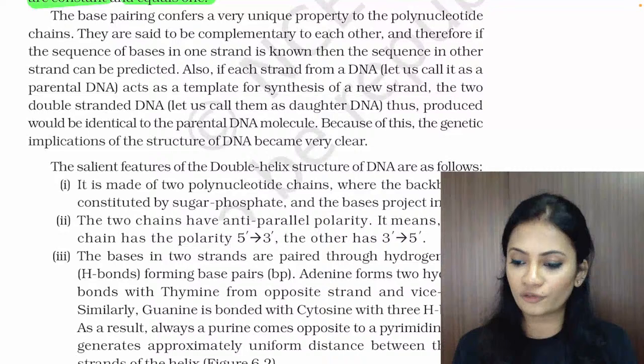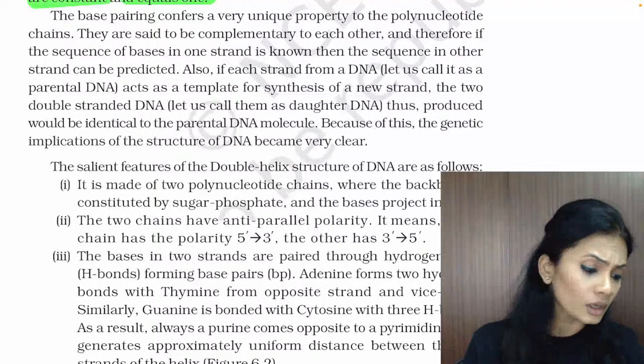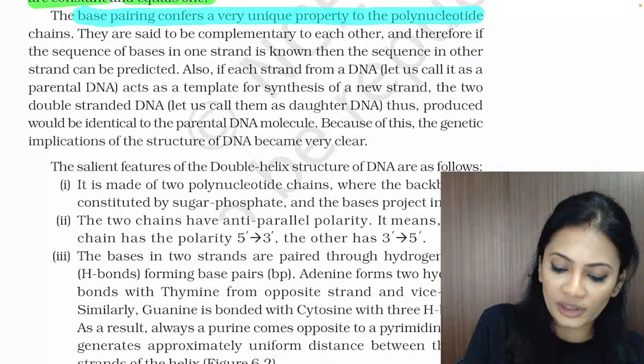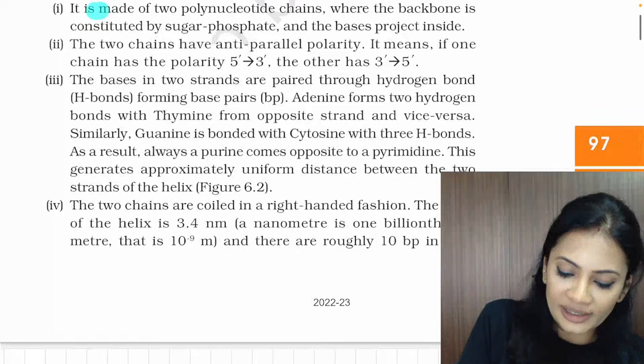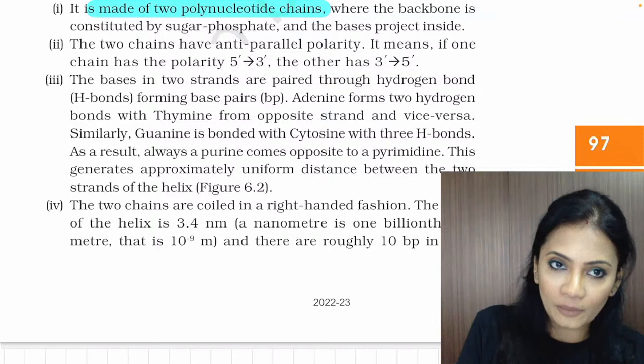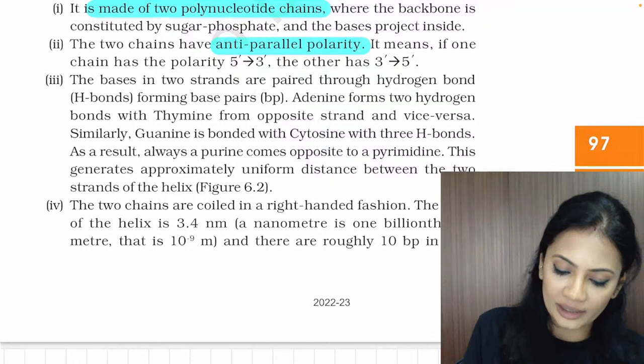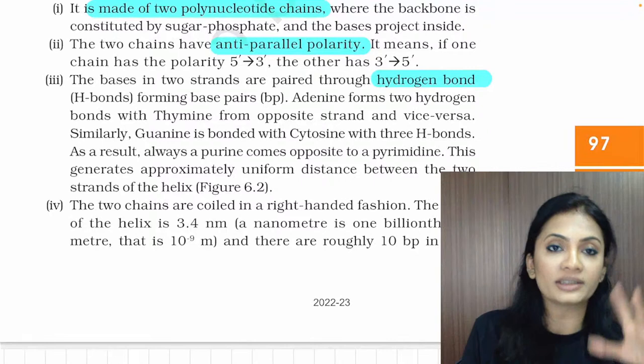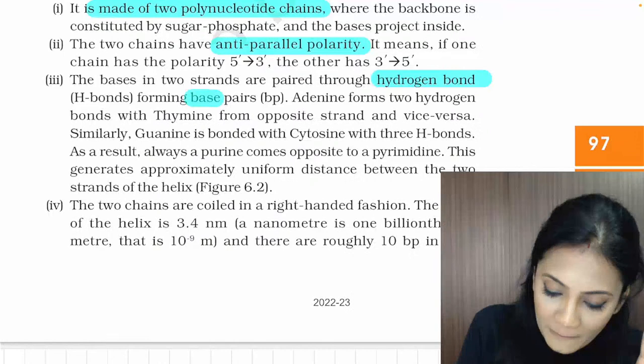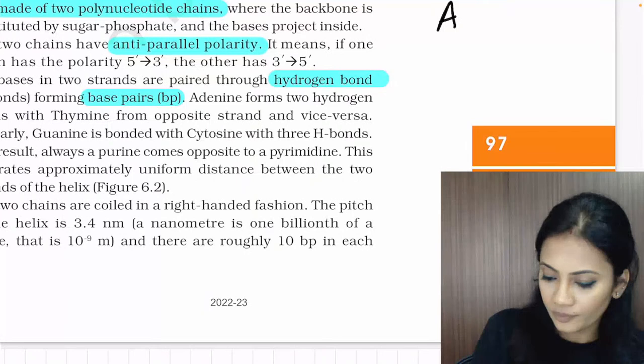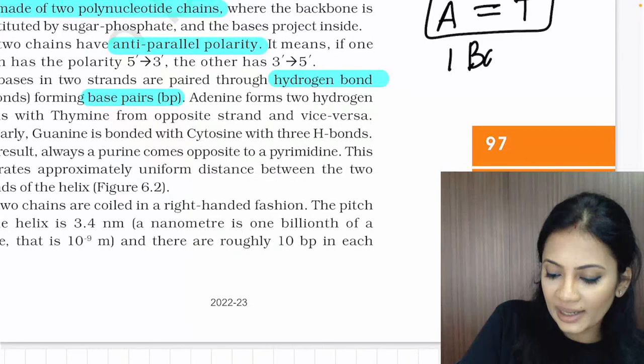Now, let's go ahead. We also see base pairing confers very unique property to polynucleotide. Correct? So, what are the salient features? First of all, it is made up of two polynucleotide chains. Okay? Backbone, you guys know? Sugar phosphate. Then, they are anti-parallel in polarity. Then, the bases are joined by hydrogen bonds. The two strands are joined with the help of hydrogen bonds and they form base pairs. Okay, kids? So, when you have this structure, this is one base pair. Okay? And it has two bases.